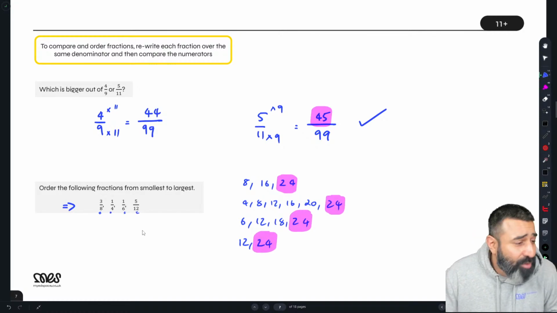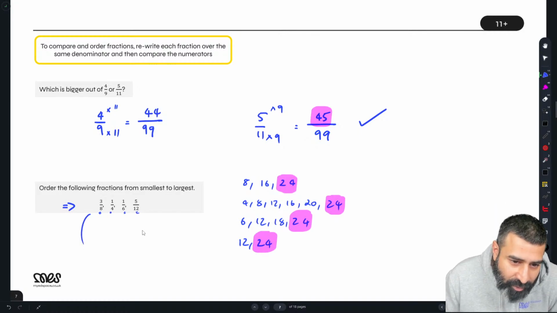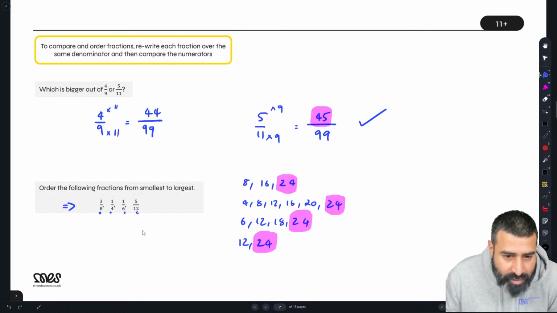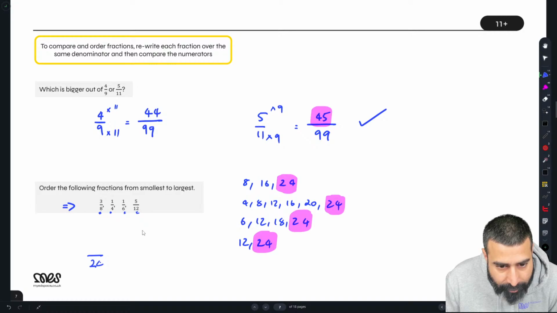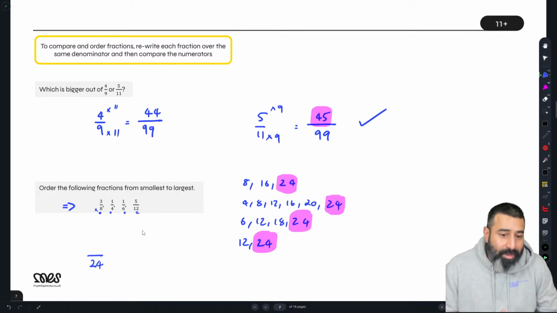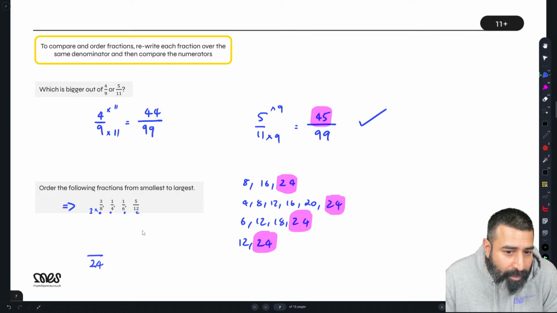Yeah, of course, I hear it all the time. Okay, so what we're going to do is convert all of these to have a denominator of 24. So what do I need to multiply this 8 by to get to 24? So we're going to multiply that by 3. Whatever I do to the denominator, I do to the numerator as well. So this becomes 9 over 24.